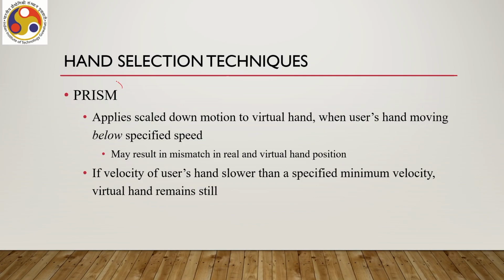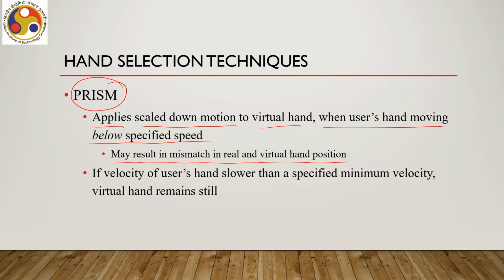Another technique, a betterment of the go-go technique, is called prism. It applies scaled down motion to the virtual hand when the user's hand is moving below a specified speed. So, depending on the speed, we can control the movement. Of course, it may result in a mismatch in real and virtual hand position, as there is in the go-go technique as well, because here there is no one-to-one mapping. So, there may be a mismatch which may be counterintuitive.